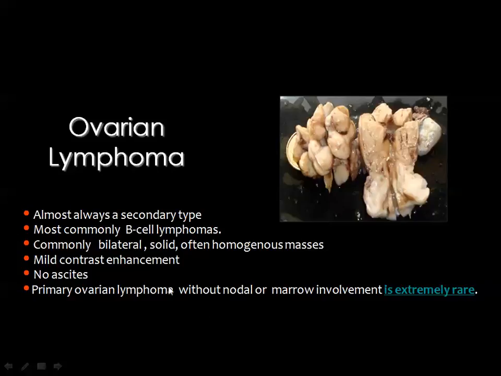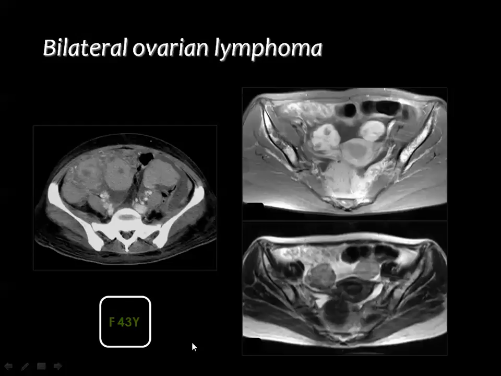Mild contrast enhancement is usually seen, and many times you do not see ascites, as you can see in the metastatic ovarian tumors. And this is a proved case of bilateral ovarian lymphoma by CT. You see two masses in both ovaries. The masses are solid. They are almost homogeneous apart from these necrotic areas.